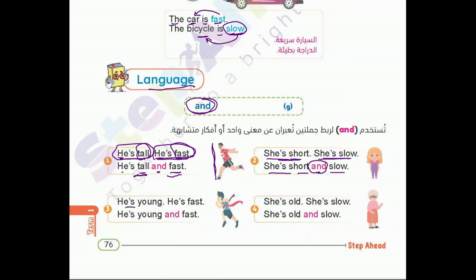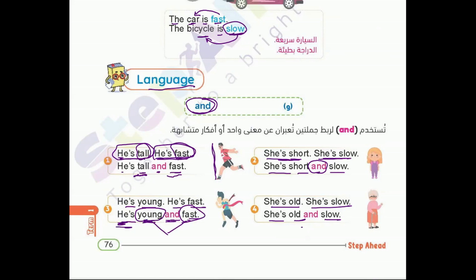Number 3, he is young, he is fast. Yes, he is young and fast. She's old, she's slow. She's old and slow. So I can use and to add more than one adjective to the same noun. In this sentence, I have a noun, I have an adjective, and I have another adjective for the same person, he. So I can use these two adjectives with and for the same person, he.